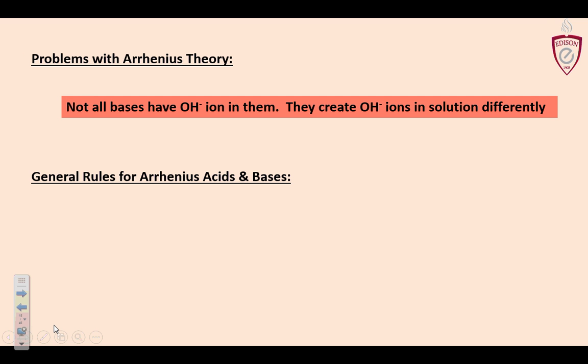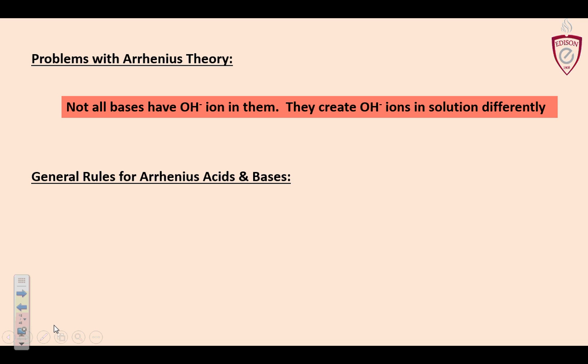Okay? But guess what? There's some problems with this theory. Always exceptions. The exception here is that not all bases have OH physically in the chemical compound itself. There isn't specifically an OH in there. So they have to create an OH ion in solution in an indirect method, if you will. And the reason why we know this is because you can go around with pH paper, pH probes, and test to see if things are acid or basic.